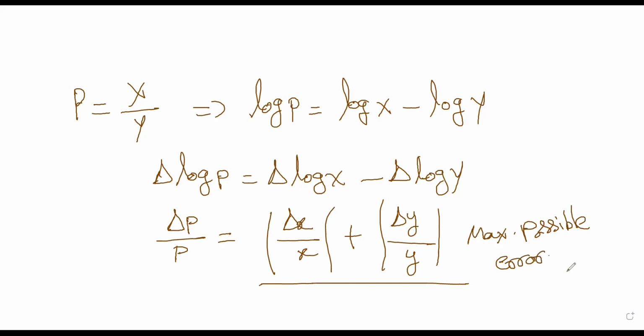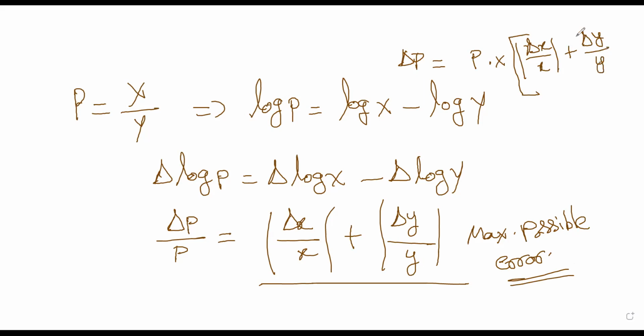As I told you in the beginning, you should never subtract the errors. So that is the idea. If I want the variation in P, delta P, that is the error in P, it is P multiplied by delta x by x, the maximum relative error in x, plus delta y by y, the maximum relative error in y. So this is how we do the calculation. I hope you got this.